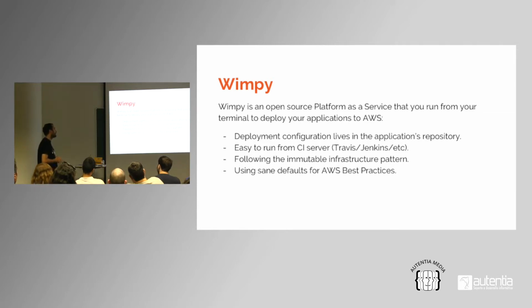And it follows immutable infrastructure, so you are not updating your servers, you are replacing the servers in every deploy, so you exercise all the automation in every deploy. And you don't really need to know all the tiny, small details about Amazon, because it has already sane defaults that you can just leave, and it probably is going to be fine.